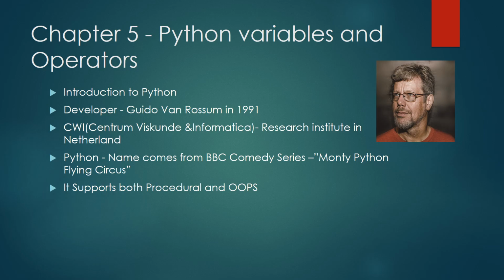Python language was developed by Guido van Rossum in the year 1991. He developed it at CWI, Centrum Wiskunde and Informatica, which is a research institute in the Netherlands. In this place, Python was developed by that person.